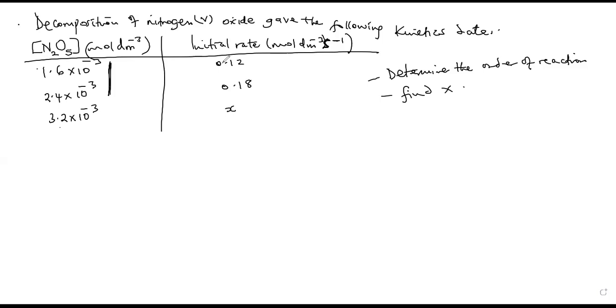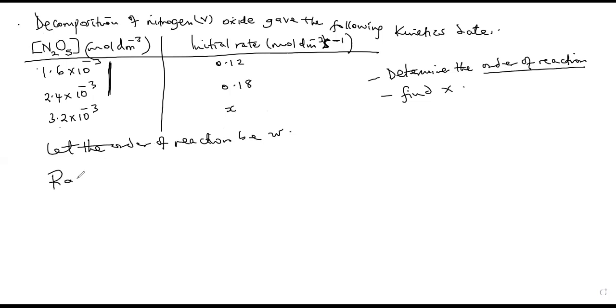Okay, you can see it by getting 2.4 exponent 3, you divide it by 1.6 exponent 3. You get, it is multiplied by 1.5, all right? The same applies here, but to avoid all that kind of prediction, calculate it. Because they want you to determine the order of reaction, so let the order of reaction, since it is only one reactant, be maybe W.